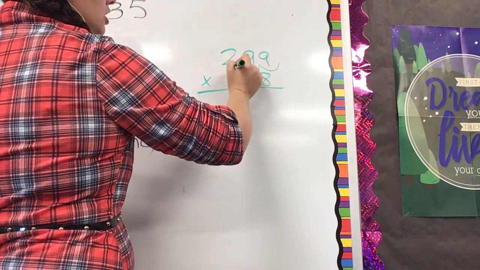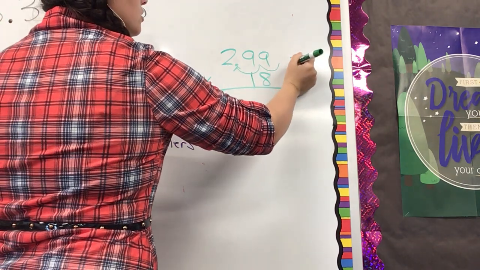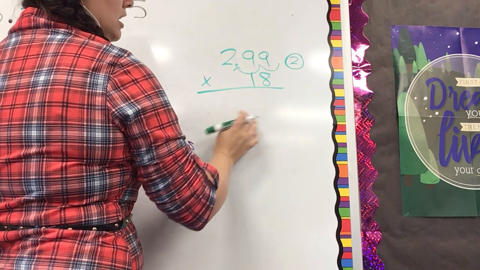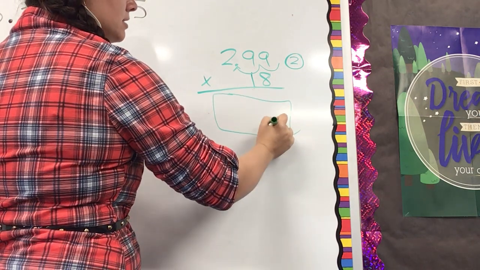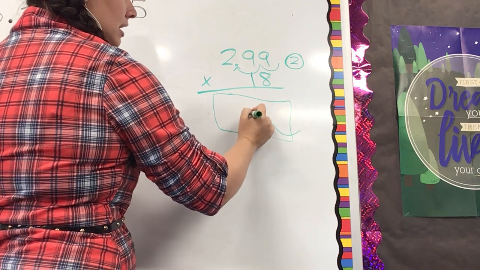So 1, 2, how many place values do I have? 2. So when you're done here with your math and you have your final answer, you're going to count over how many times? 2. And that's where your decimal place would go.